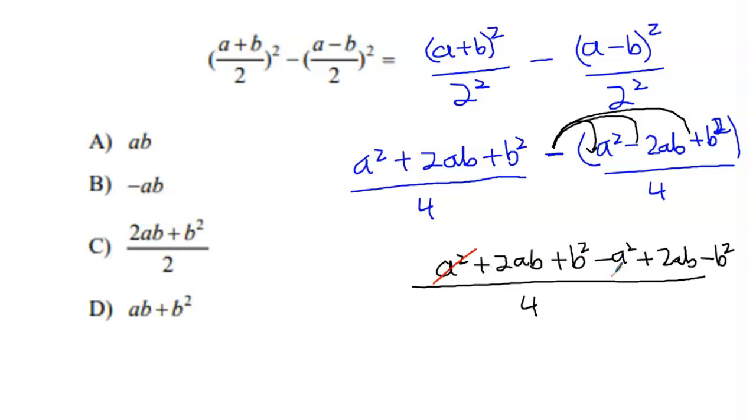Here goes away, here goes away. This and this become 4, so we get 4AB all over 4, and then 4 divided by 4 is 1, so they go away, and they leave you with AB as an answer, and A is the correct option.